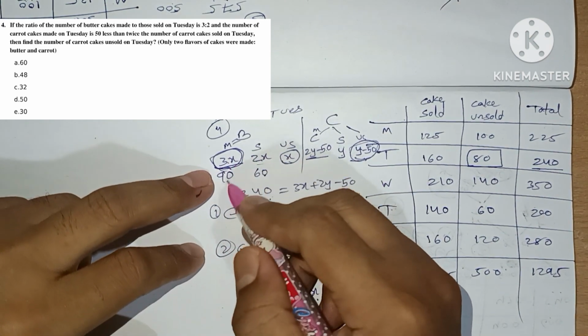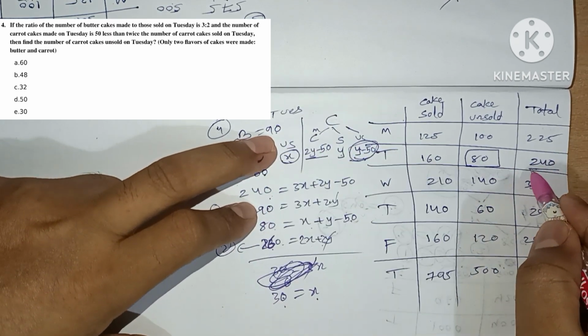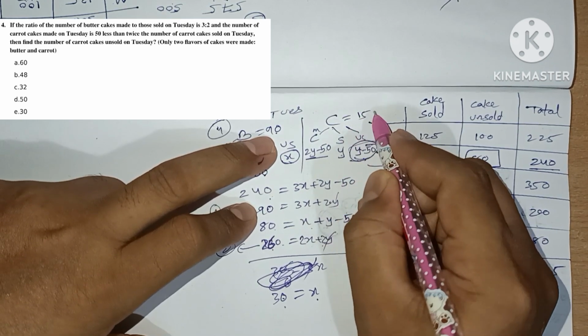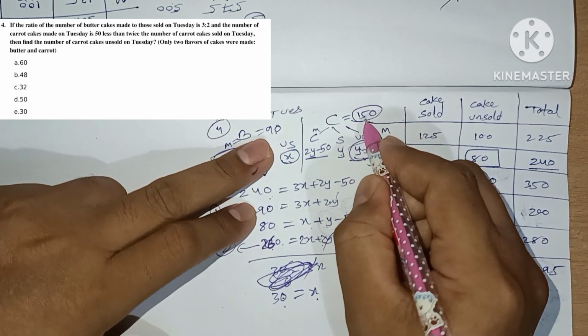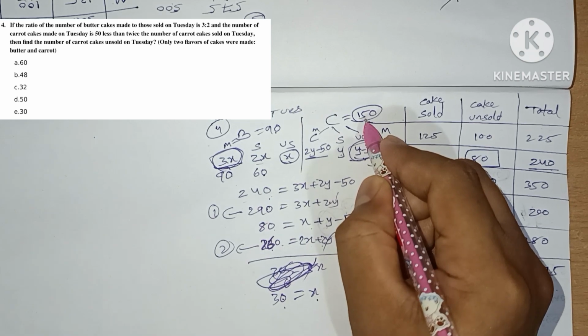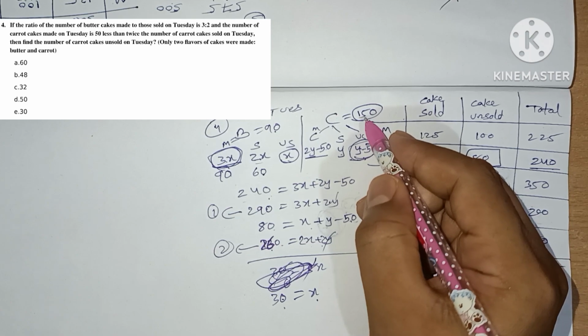Here total butter cakes made is 90, and the total is 240. So 240 minus 90 will be the total number of carrot cakes, which is 150. Total number of carrot cakes made is 150. Now the question asked is to find the number of carrot cakes unsold on Tuesday.